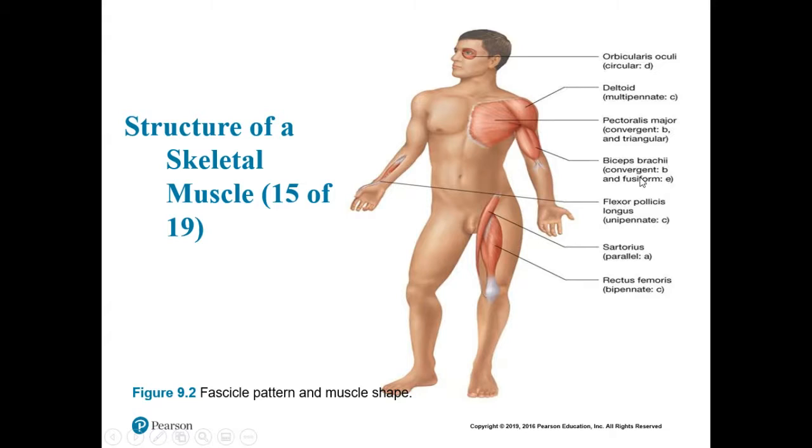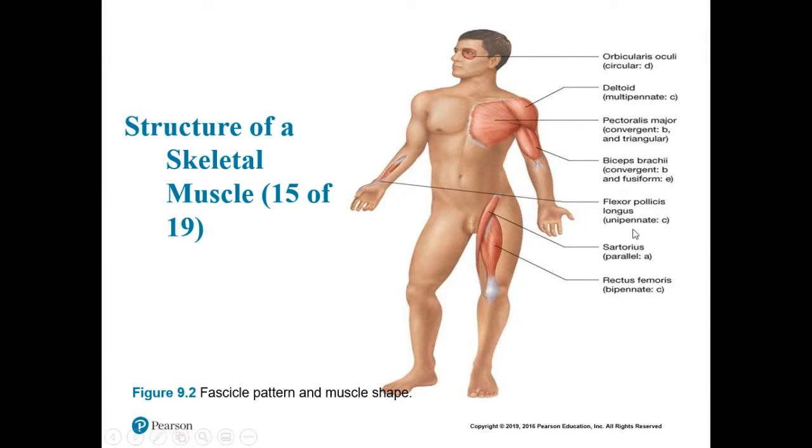There's also fusiform, convergent slash fusiform. What this means is that fusiform muscles are thick in the middle, and then they taper off on the ends. Bulky in the middle and narrow on the ends. That's what fusiform means. So the biceps brachii would be a fusiform type of muscle.